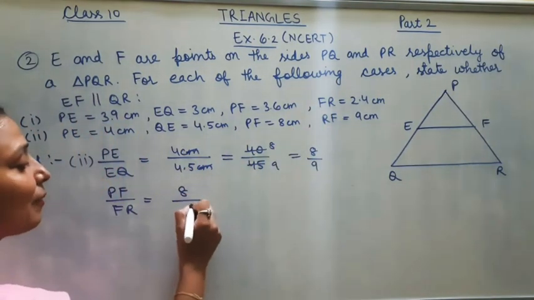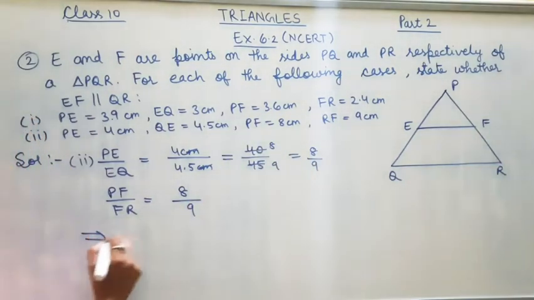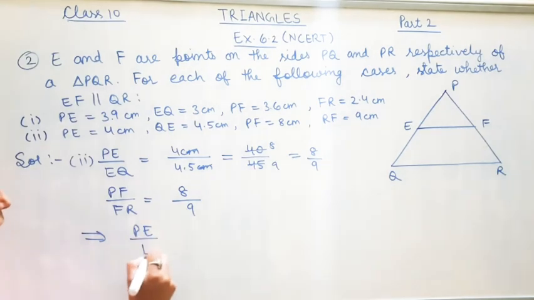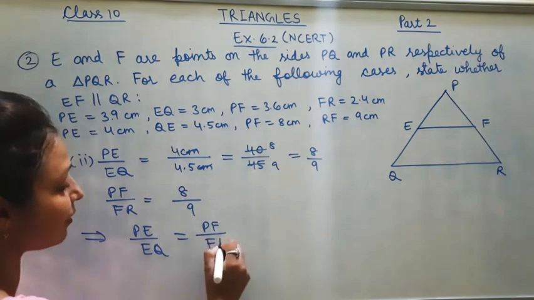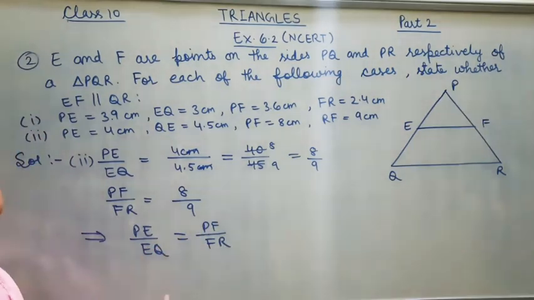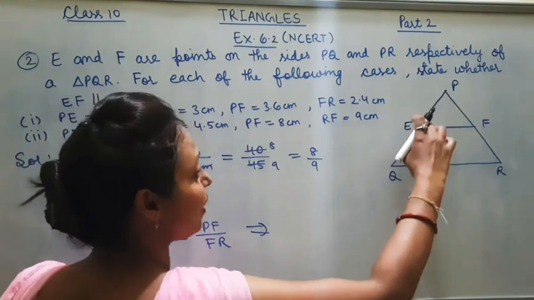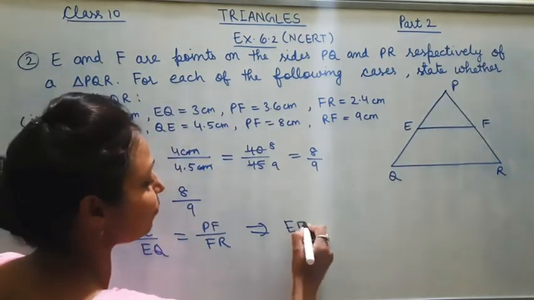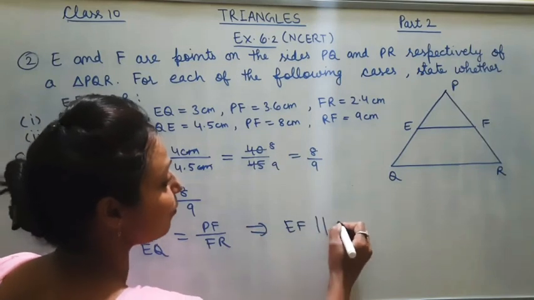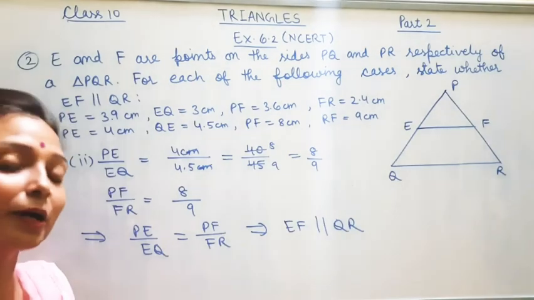Now PF upon FR. That is again 8 by 9. Centimeter and centimeter, both are given. So this implies PE upon EQ is equal to PF upon FR. If these two sides are proportional, then EF is parallel to QR. Okay, so these are parallel sides. Now come to the next question.